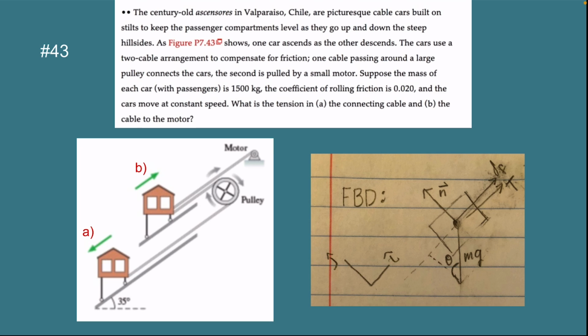Suppose the mass of each car is 1,500 kilograms. The coefficient of rolling friction is 0.020, and the cars move at constant speed. What is the tension in A, the connecting cable, and B, the cable to the motor?